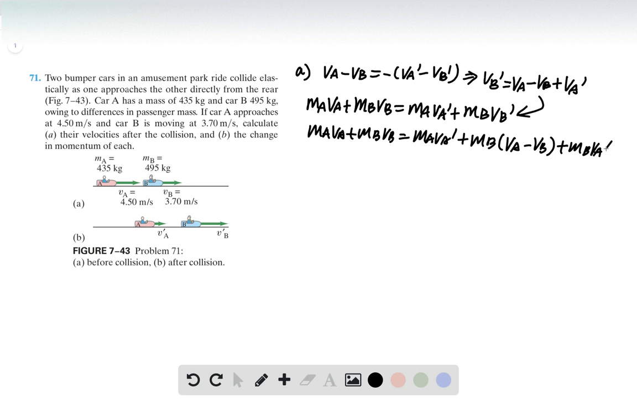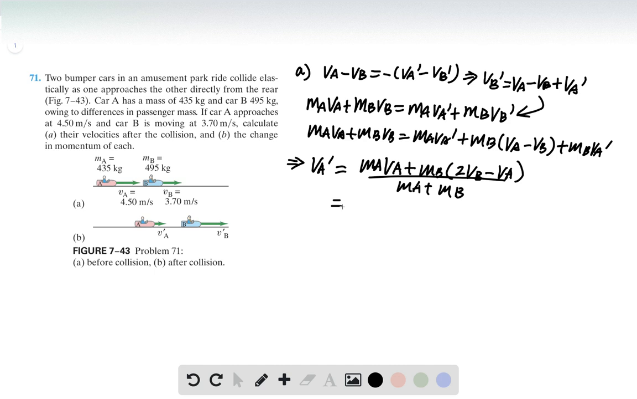So now I arrange everything to have VA prime on the left hand side and the rest on the right hand side. So this gives us VA prime equals (MA VA plus MB times 2 times VB minus VA), divided by MA plus MB.